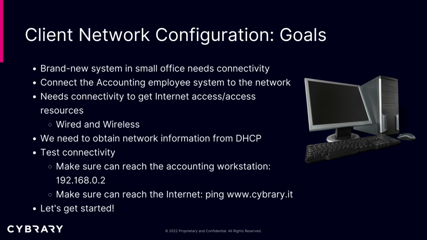But after we get connected, we're going to verify the connection and test our connectivity. And also, we're going to make sure that we can reach the accounting workstation that's on this network. And the IP address for that system is going to be 192.168.0.2. Also, we're going to make sure we can reach the internet by pinging the website www.cybrary.it. So let's go ahead and get started.